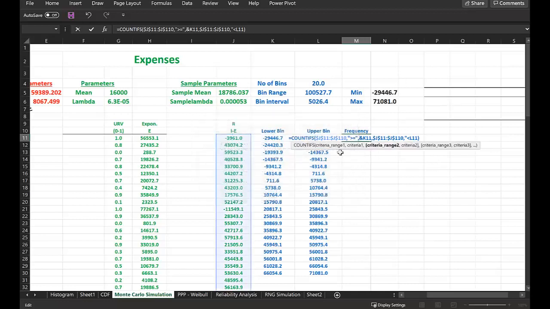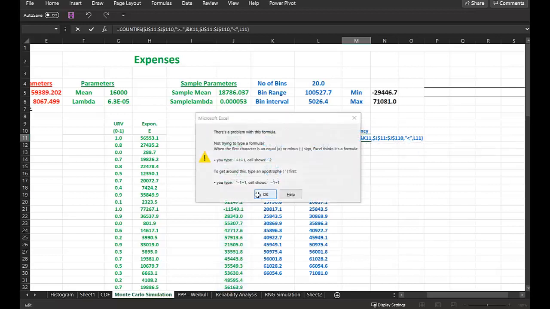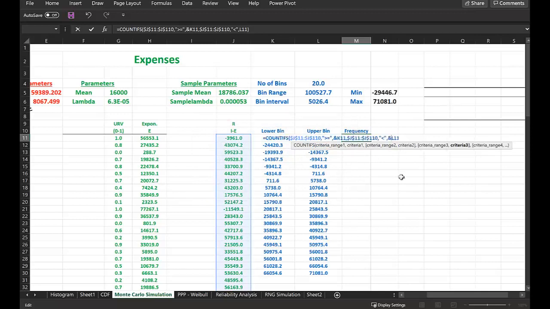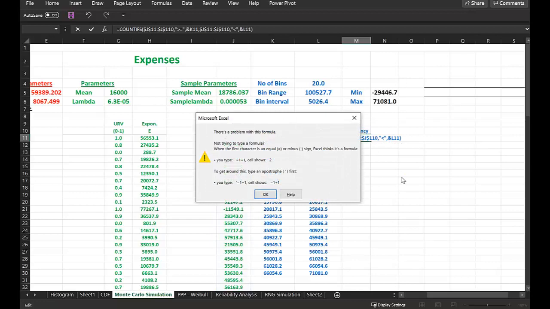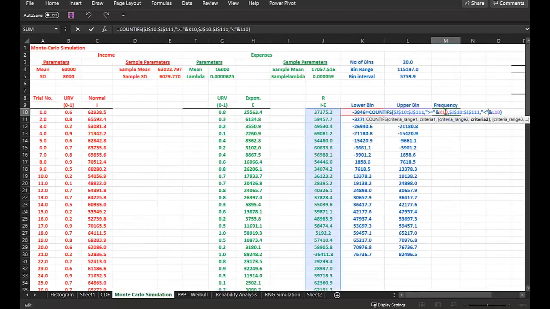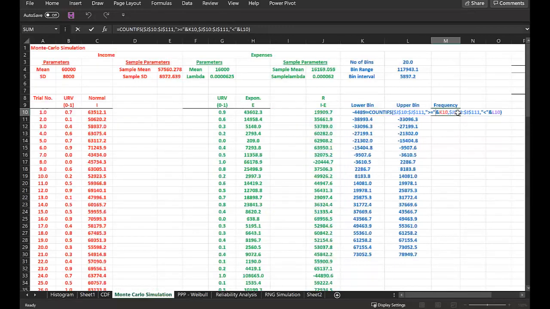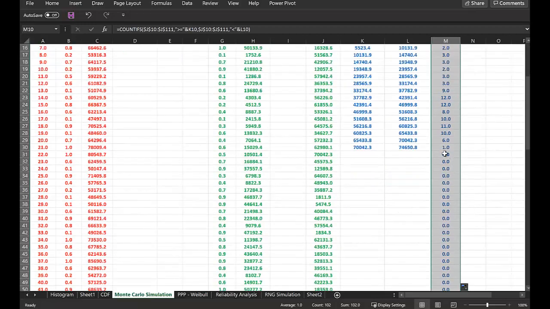I think this should be okay. So where is the mistake? COUNTIFS with Z11 to this is okay, and this is Z11, less than or equal to L11. This sign is missing. I think there was a comma, that's why there was this problem. So this gives me the frequency in this bin interval. Now I can get this for all. Let us delete all these values.